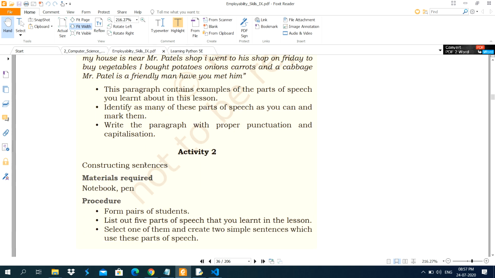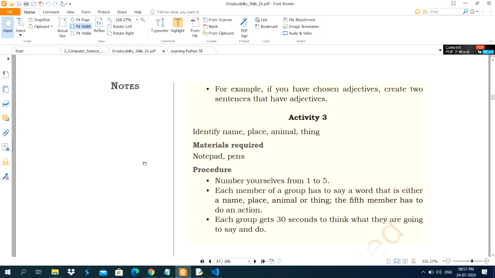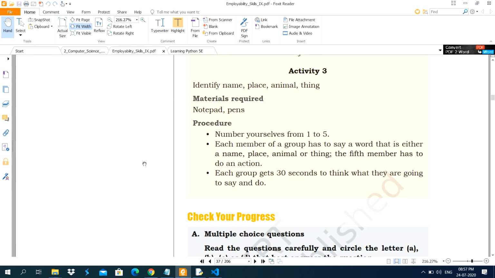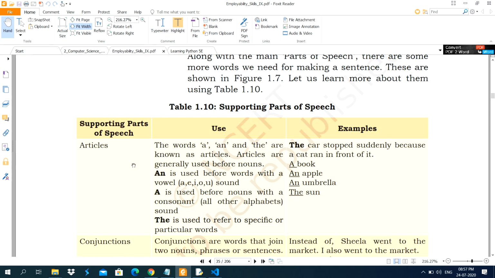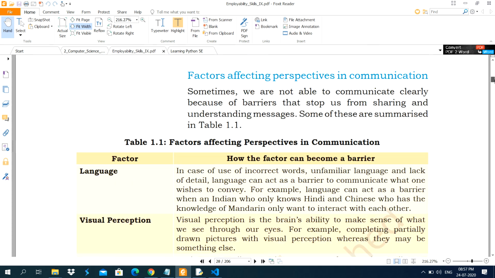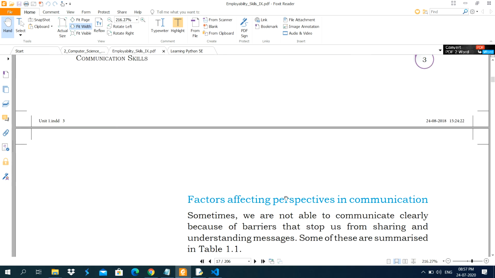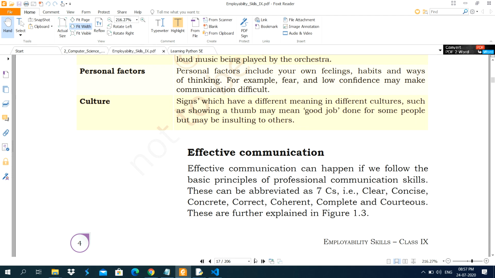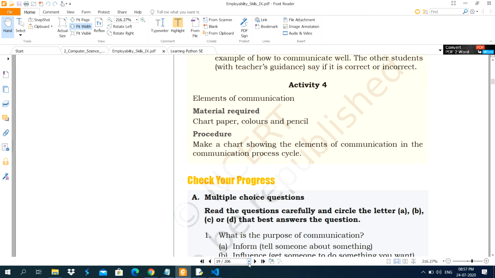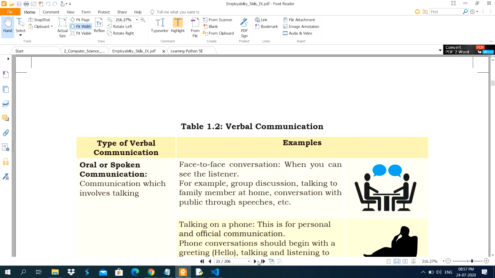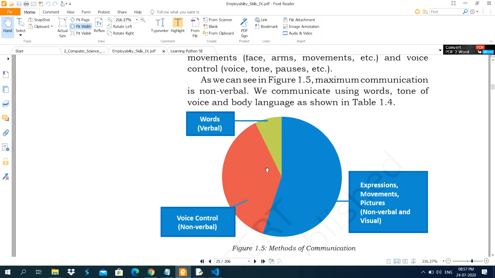There are some activities. These activities we can do in an online class, or these are offline activities. But what is the aim of this chapter? The aim of this chapter is to explain to you about written words, meaning the written form of communication, and for written form we need good knowledge about parts of speech.